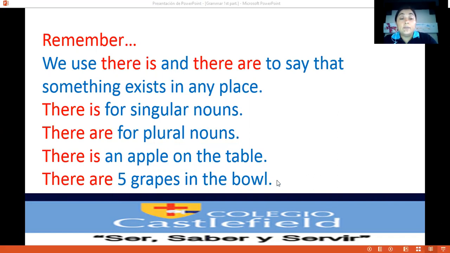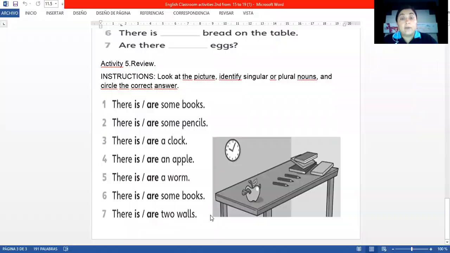Hay cinco uvas en el bowl. Okay? So this is like a quantifier, but it's really easy to use. Okay? Just use there is for singular nouns and there are for plural nouns. Okay? This is the information that you need for exercise 5.